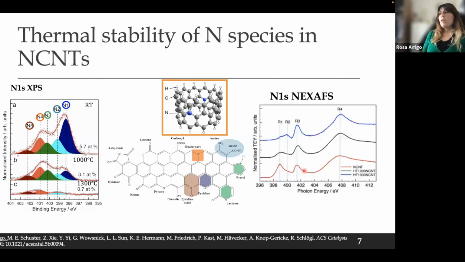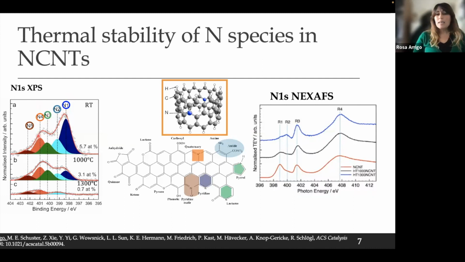And of course, a very long-standing question is, which nitrogen is the relevant species? Because in all the applications we have explored, we see that the nitrogen functionalization at high temperature, with this distribution of nitrogen species here, is beneficial. But here we have different types of nitrogen. Is it the pyridinic nitrogen, the pyrrolic nitrogen, or the quaternary nitrogen?